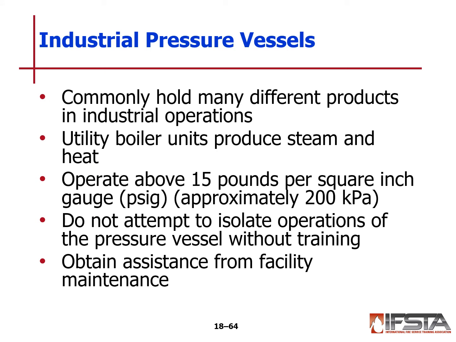Industrial pressure vessels commonly hold many different products in the industrial operations. Utility boiler units produce steam and heat. They operate above 15 pounds per square inch. Do not attempt to isolate operations of the pressure vessel without training. Obtain assistance from facility maintenance.